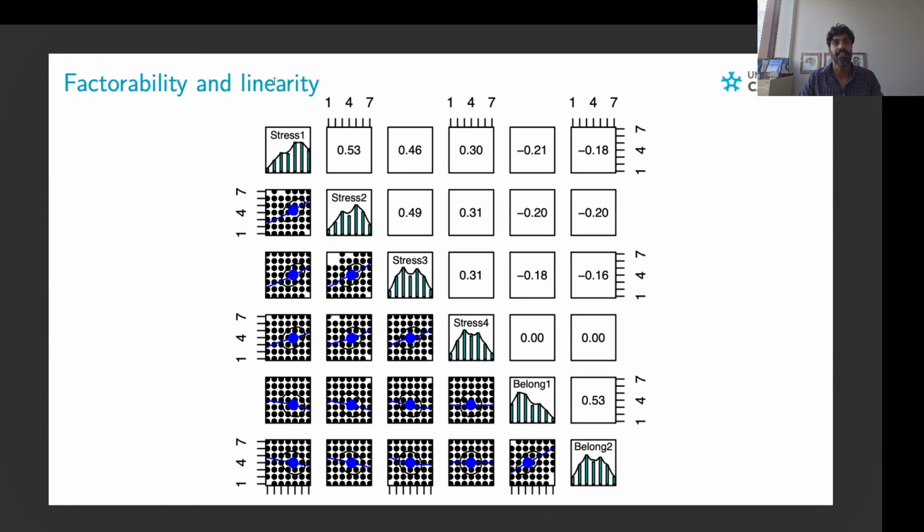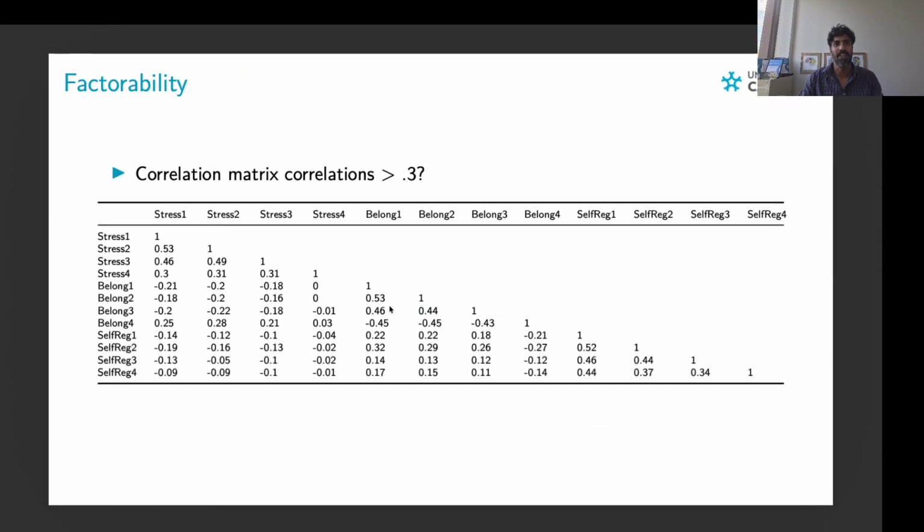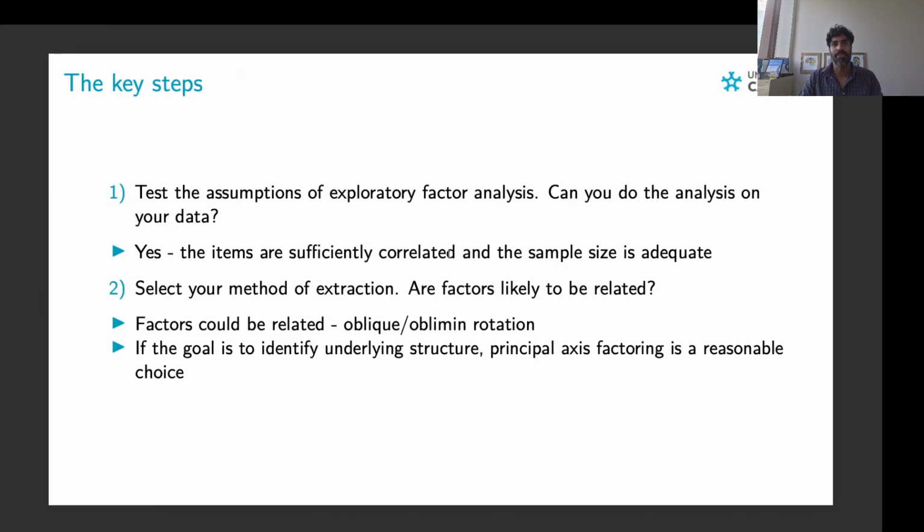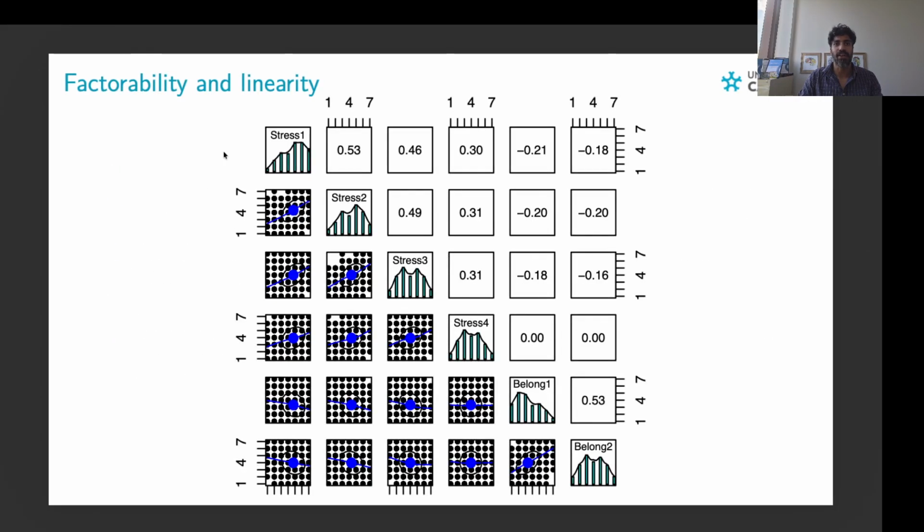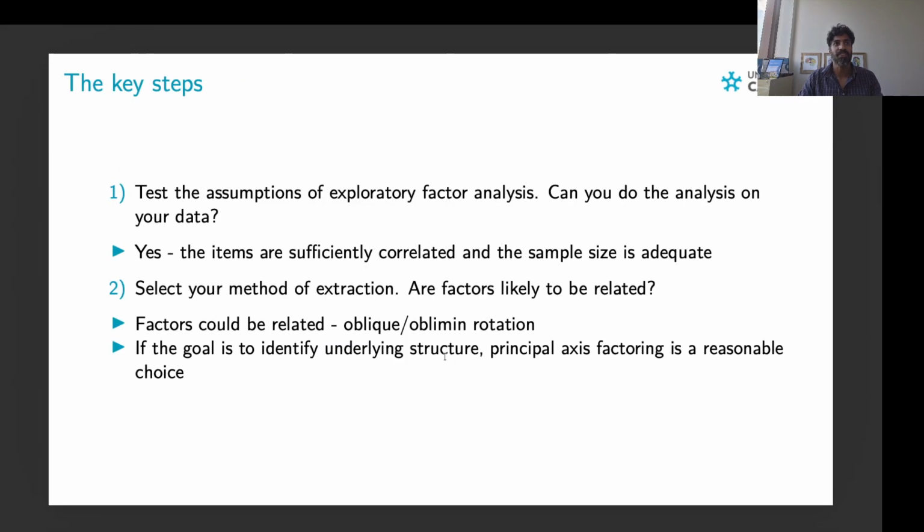So factorability and linearity, right? So we have the factor structure you can look at here as well. This is just the correlation matrix that's here, but plotted with the graphs and the distributions. So that's all there. Test the assumptions of exploratory factor analysis. Can you do the analysis in your data? Yeah, the items are sufficiently correlated, sample size is more than adequate.